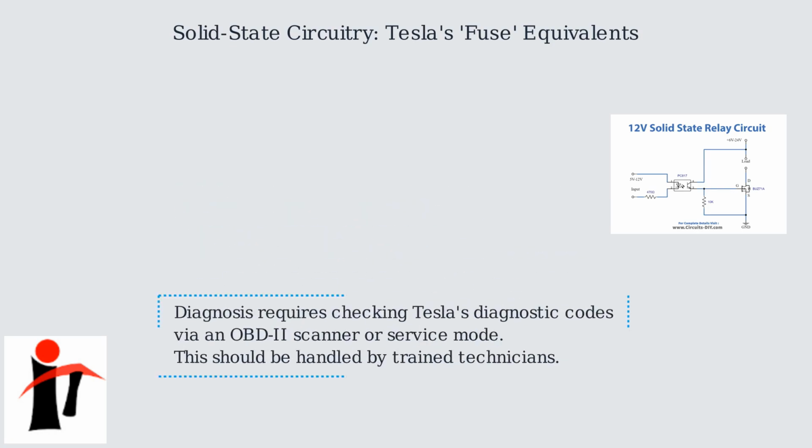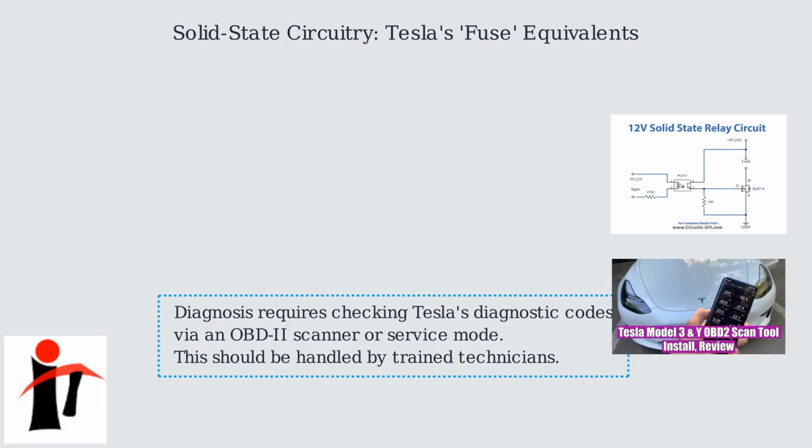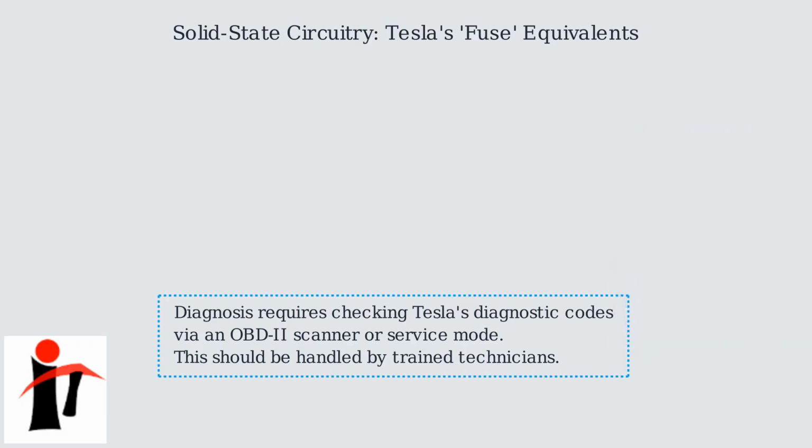To diagnose these issues, technicians access Tesla's diagnostic codes through an OBD2 scanner or the vehicle's service mode. These codes reveal specific faults in the BCM circuitry. However, repairs involving solid-state components require professional expertise to avoid further damage.